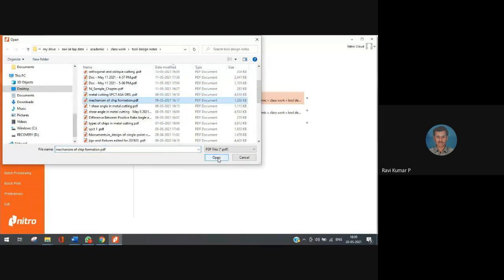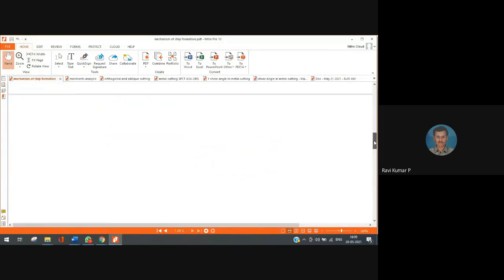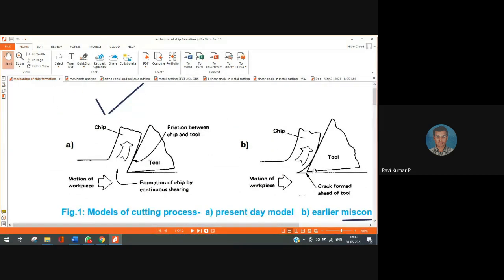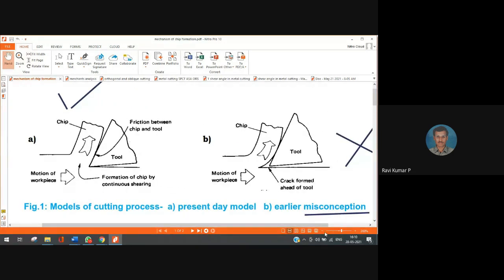Okay. So another thing of importance which we have to speak is nothing but the mechanism of chip formation. Previously, people used to think that when the cutting tool presses against the workpiece, there is a crack formed ahead of the cutting edge, but this was found to be false. Instead, there is going to be a continuous shearing of the chip over the rake surface, right? So there is no crack formed. So this has been proved to be correct, and the crack theory has proved to be not correct. That means it was only a misconception.